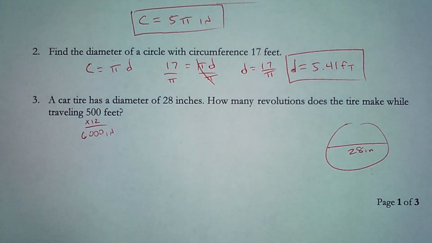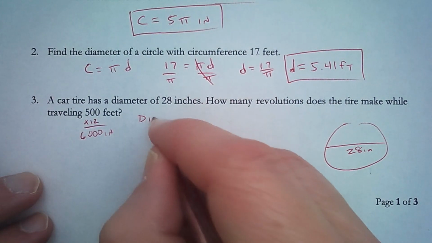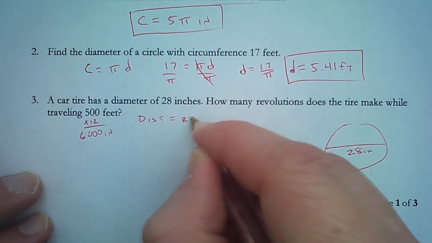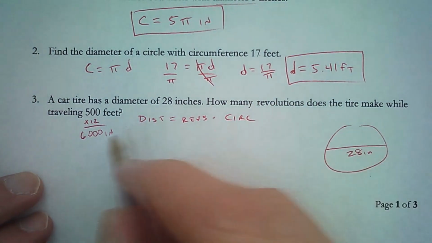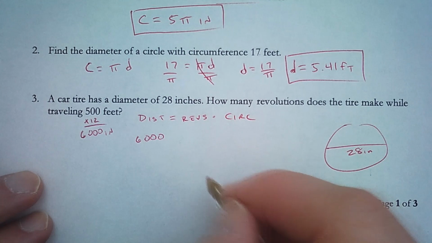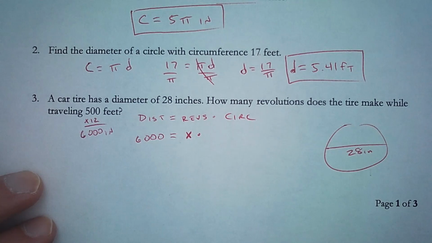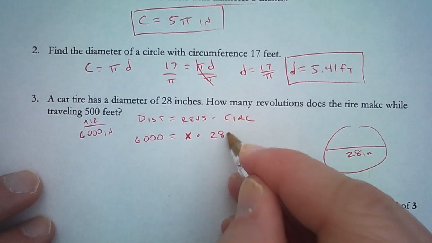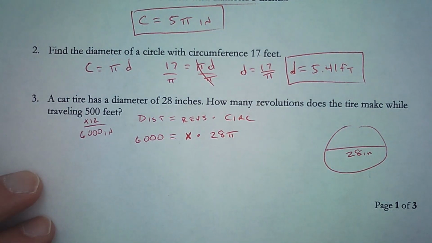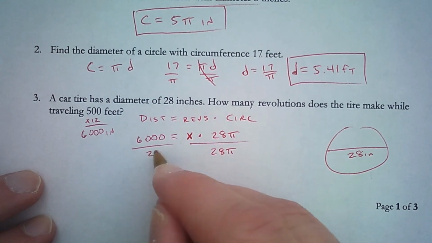How many revolutions will it make? So in other words, how many circumferences is that? So we're going to use the same formula we made up above where we did distance is the number of revolutions times the circumference. Okay, so in this case, the distance is 6,000 inches. That equals how many revolutions times the circumference, and the circumference is the diameter times pi, so that's 28 pi.